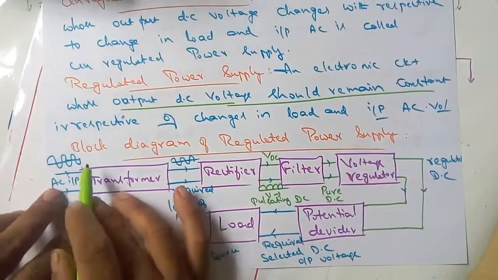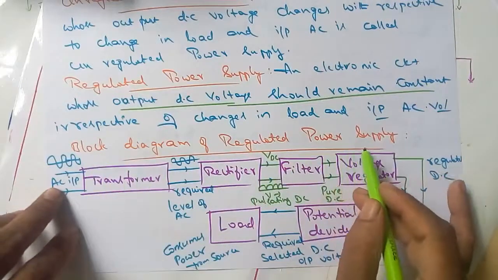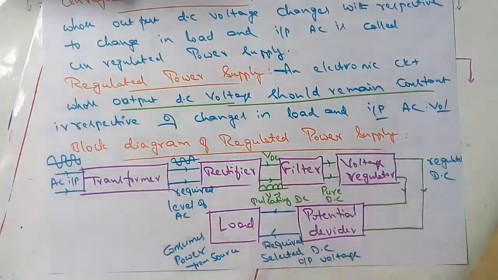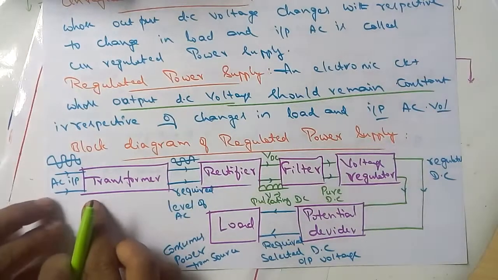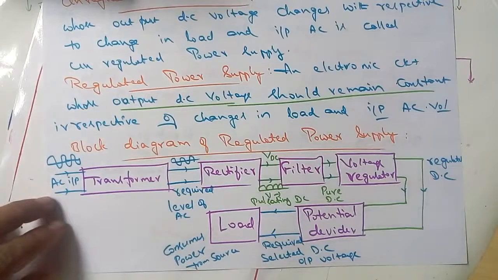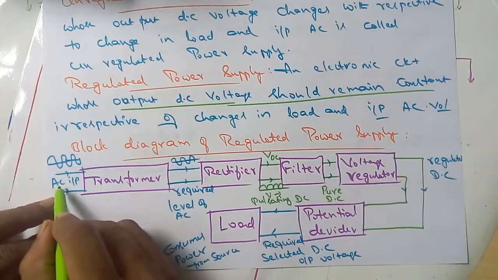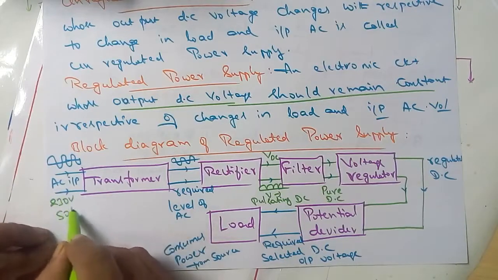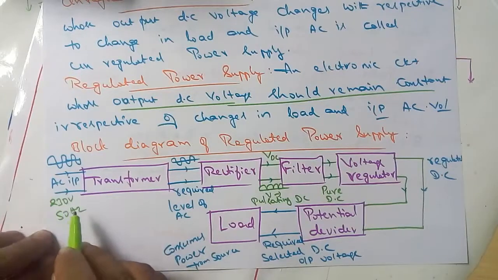Now you see here the block diagram of the regulated power supply. So we need to prepare the regulated power supply. The blocks it involves: the first block is the transformer. So what is the transformer? See here, we are applying the AC input voltage. Direct AC input voltage means 230 volts, 50 hertz AC input voltage that we are applying now.